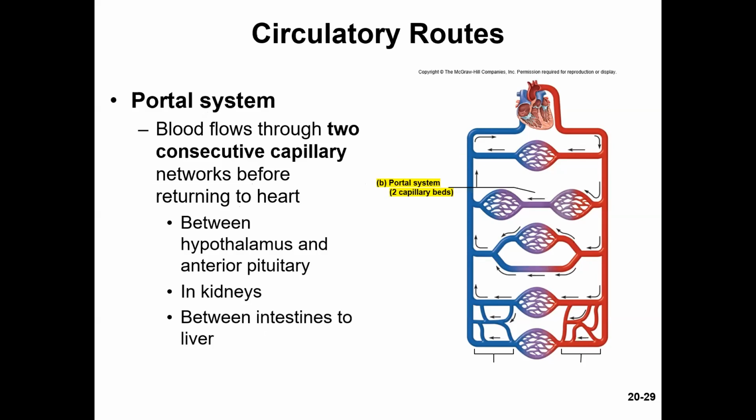The portal system, the blood flows through 2 consecutive capillary networks before returning to the heart. Between the hypothalamus and the anterior pituitary, in the kidneys, and between the intestines to the liver. So the portal system is where we're going to see 2 capillary beds doing some exchange of blood and nutrients.